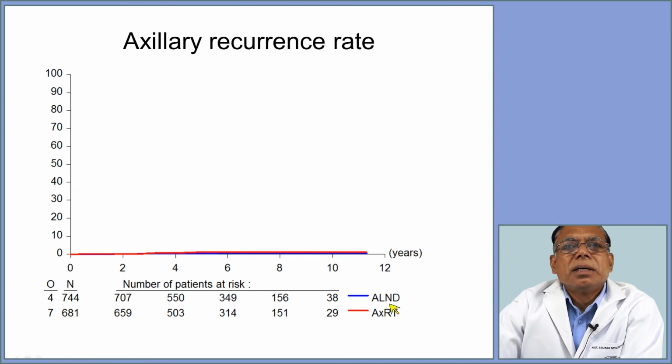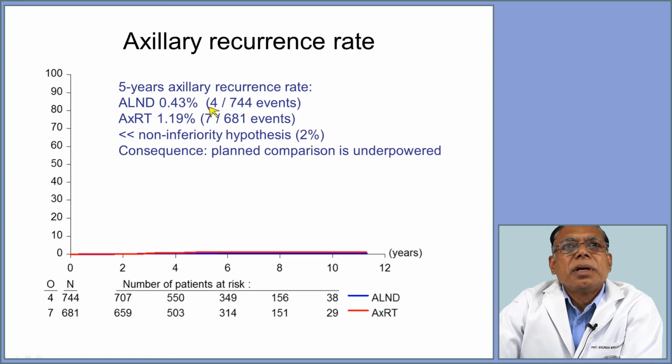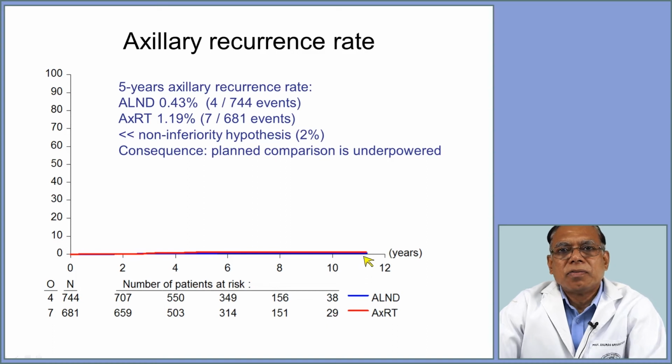The axillary recurrence in the women undergoing ALND was exactly similar to those where axillary nodes were treated by axillary radiotherapy. The blue line and the red line overlap from the beginning down to the end of the follow-up. Axillary recurrence was noted in 4 out of 744 women undergoing ALND, 0.43%, versus those having axillary radiotherapy, 1.19%. No statistically significant difference was observed, with the survival curve lines overlapping exactly till the very end of the follow-up.